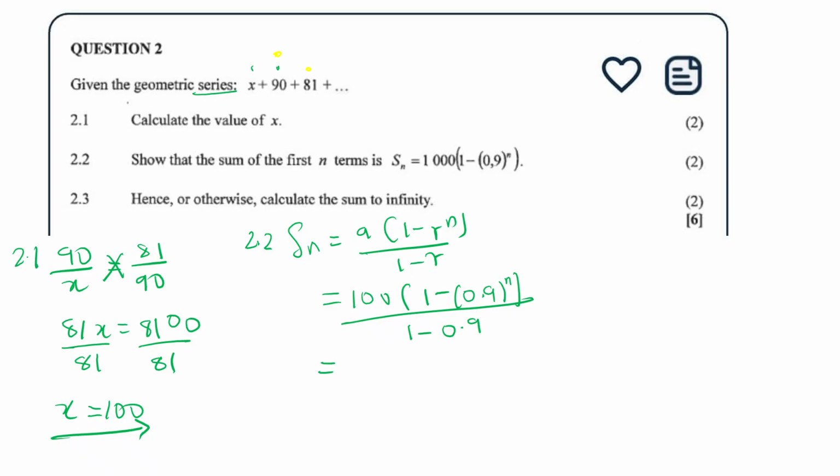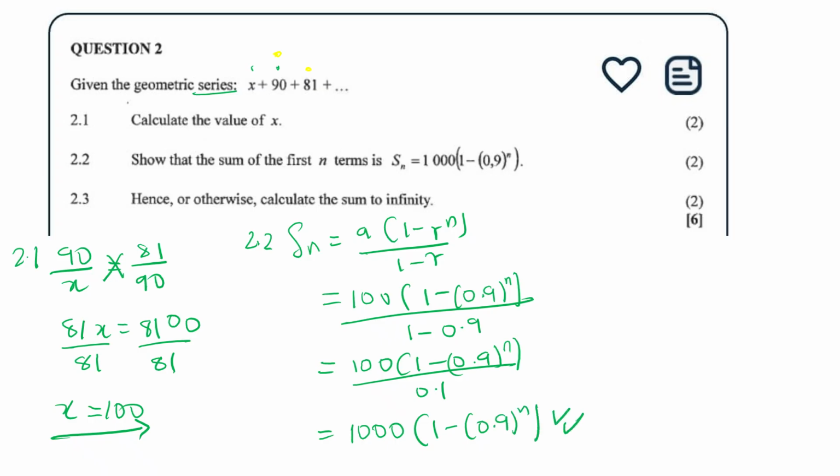Very good. Therefore now it is equal to 100 times 1 minus 0.9 to the power n over 1 minus 0.9, which is 0.1, right? It is 0.1. Therefore now if you punch 100 divided by 0.1 on a calculator, it is going to give you 1000. Therefore 1000 times 1 minus 0.9 to the power n. Good. Very good.